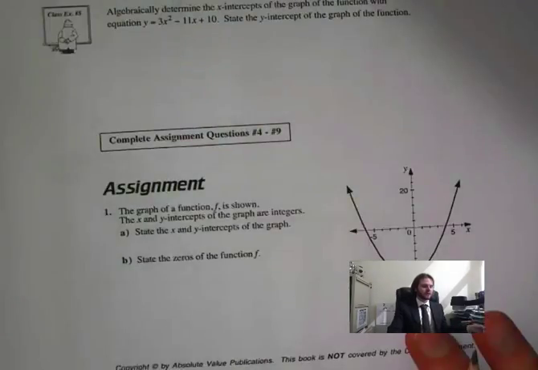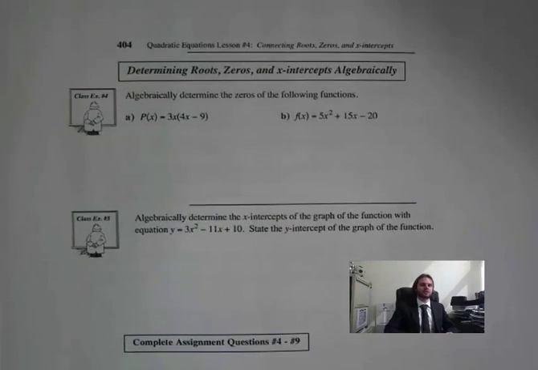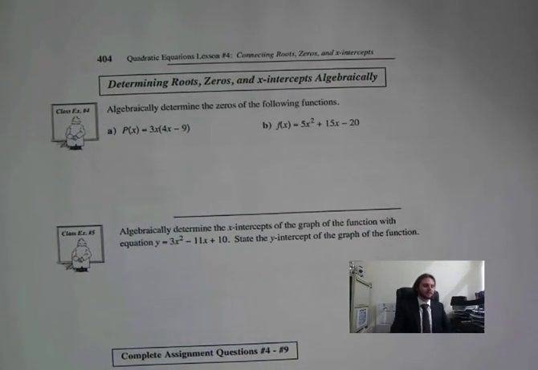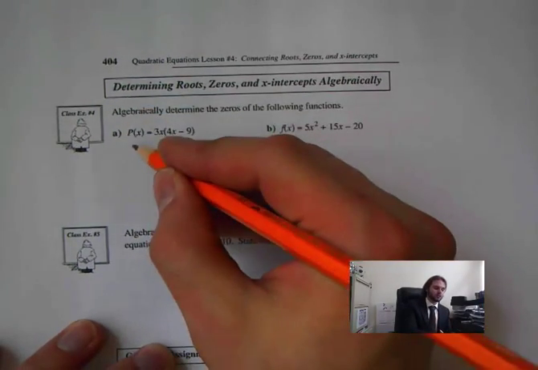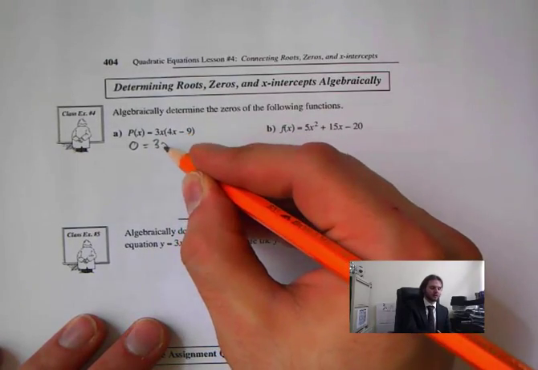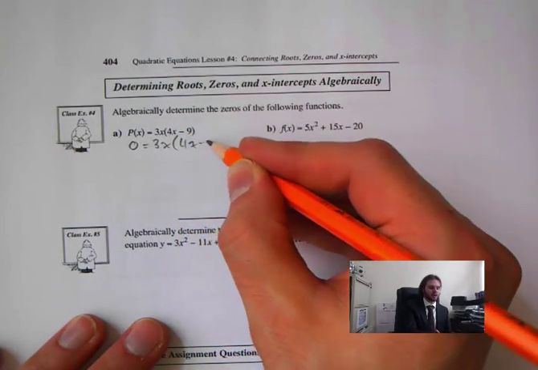Okay. Let's take a look at our next question here. Number 4. Algebraically determine the zeros of the following equation. So we want to do this algebraically. Find the zeros. Well, we make the equation equal to 0. 0 is equal to 3x, then we have 4x subtract 9.